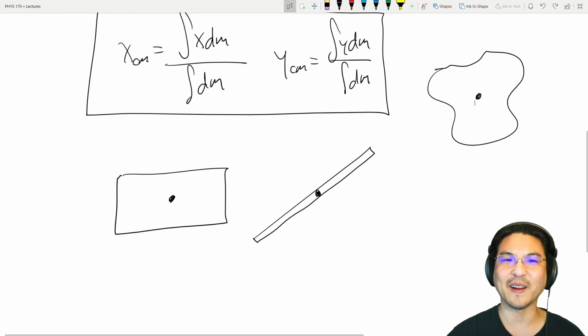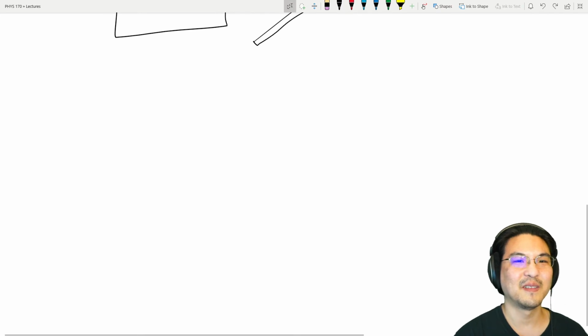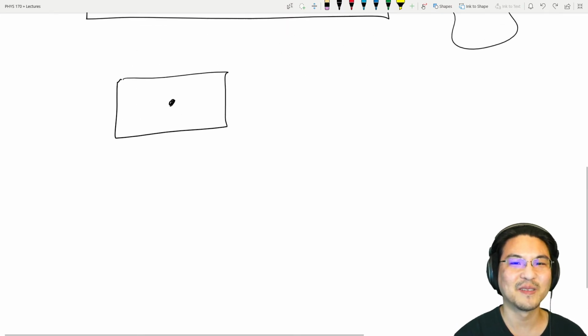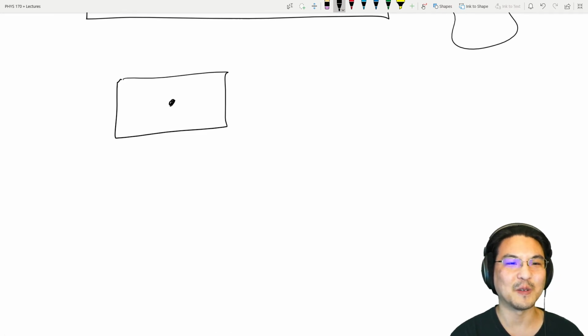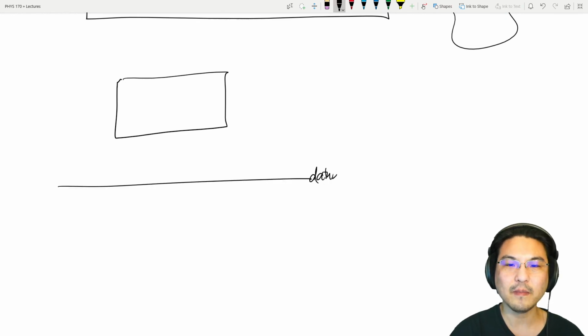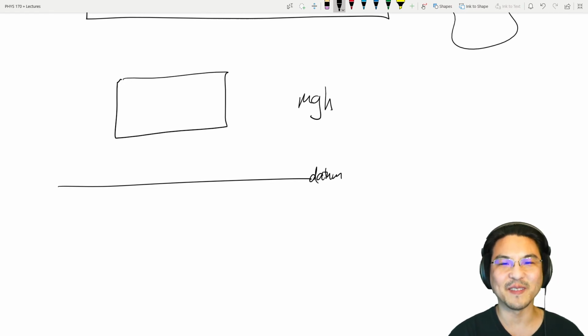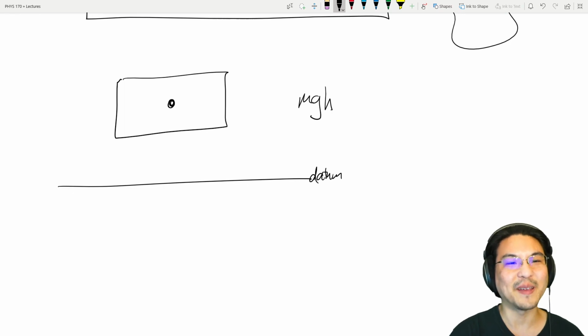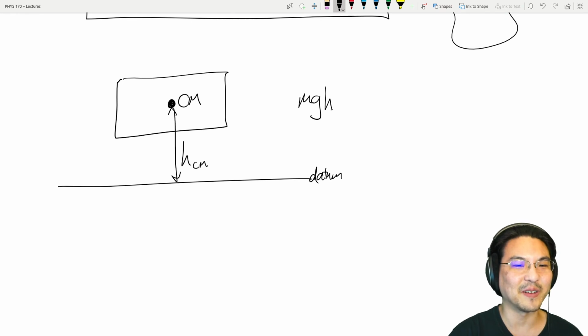Now, why do we care? Let's say you have a box like this. What's the gravitational potential energy of this box? And I have a datum over here. The gravitational potential energy is the weight times the height above the datum. The height of what above the datum? The height of the center of mass. So if the center of mass is here, this height, the height of the center of mass, gives the gravitational potential energy.